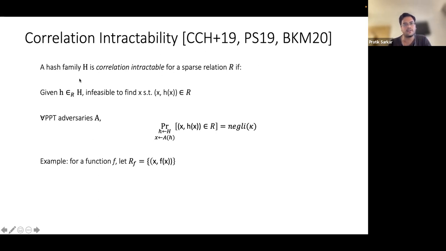So what is a correlation intractable hash function? A hash family H is called correlation intractable for a sparse relation R if, given a hash function H from the hash family, it is infeasible to find X such that X comma H of X is in the relation. That is, for all probabilistic polynomial time adversaries A, it's infeasible to compute X such that X comma H of X is in the relation for a random hash function from the hash family. And for a function F, we denote the relation R of F as X comma F of X.